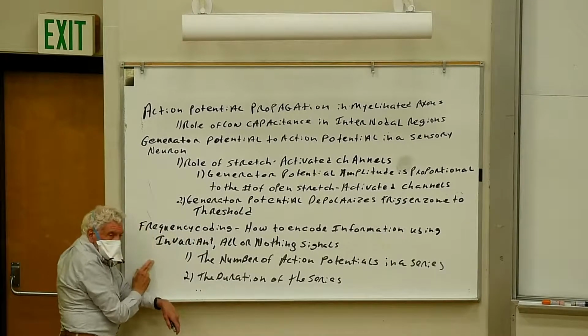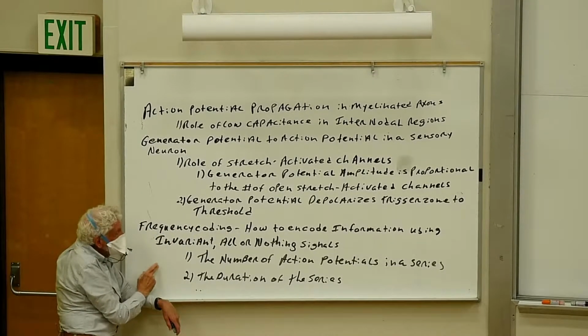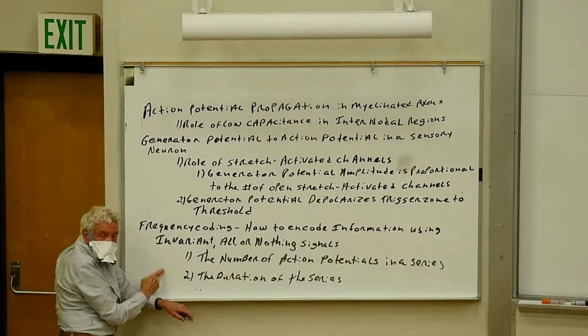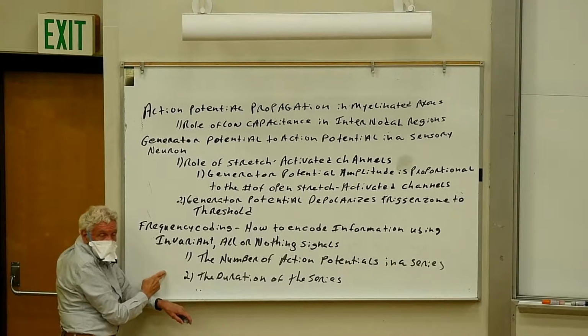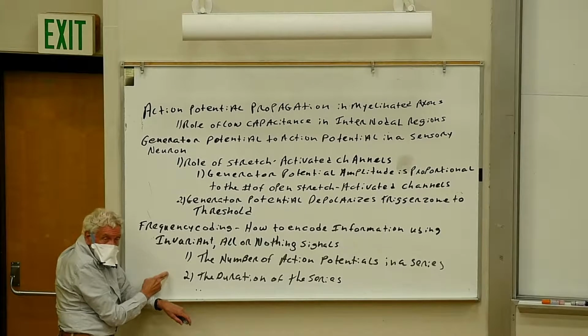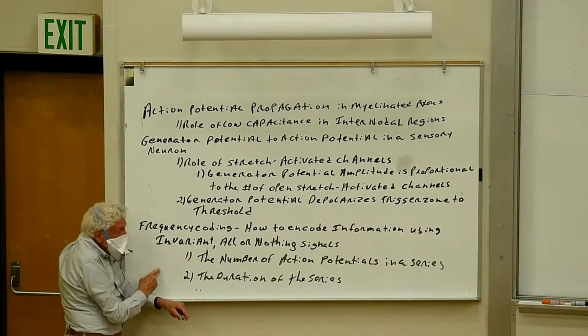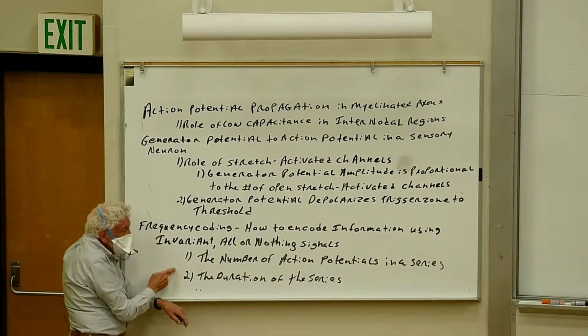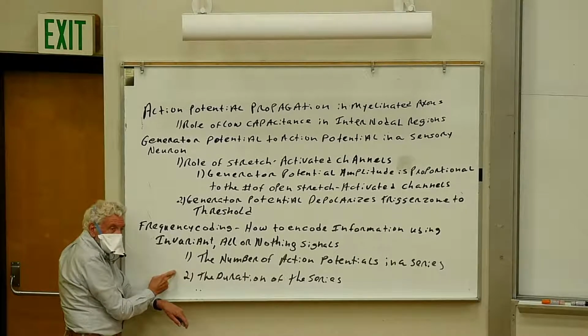But then we have to ask a question. And the question is, how do we manage to use this all or nothing invariant signal of an action potential? How do we use that kind of signal to encode information? Because that's, after all, what we're trying to do in the nervous system. We're trying to encode information in some way, and we're trying to send that information, encoded as action potentials, to the next cell. And fundamentally we're going to see that we're encoding information in action potentials by the number and frequency of the action potentials.